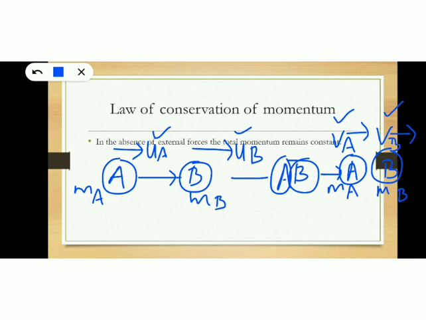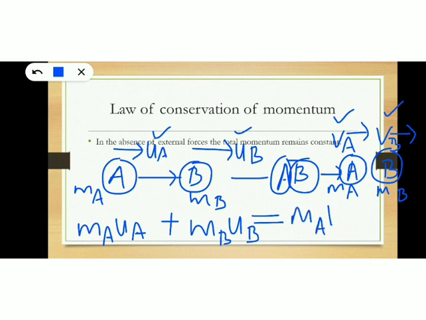So what is the total momentum before collision? Total momentum before collision is MAUA, that is momentum of A, plus MBUB, that is momentum of B. So this is total momentum before collision, MAUA plus MBUB, equal to total momentum after collision. So here what is total momentum after collision? MA into VA, which is the final momentum of A, plus MB into VB, which is the final momentum of B. So this is law of conservation of momentum.